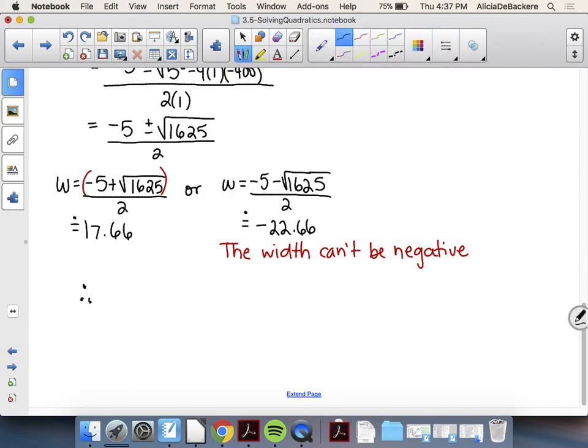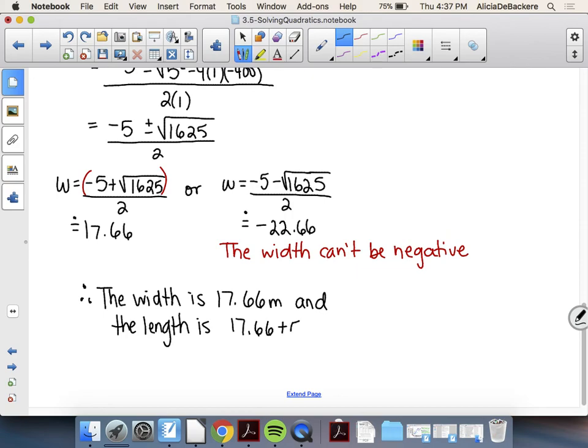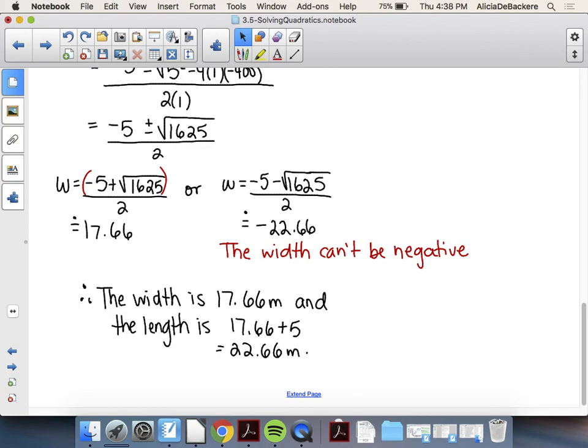Now the question asks, what are the dimensions of the rectangle? So we know, therefore, the width is 17.66 meters. And the length, we know that the length is 5 more. So it's 17.66 plus 5, which is equal to 22.66 meters. The question could have asked something else, like maybe what is the perimeter of this rectangle, but they've just asked for those dimensions.